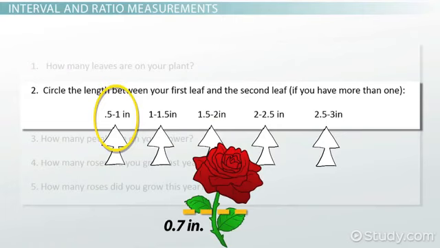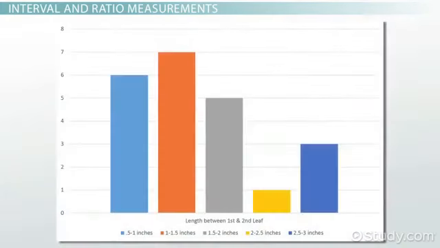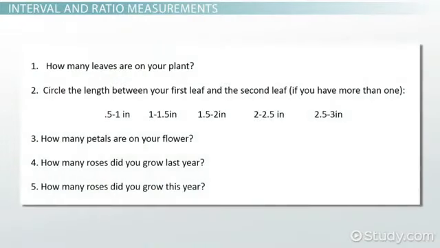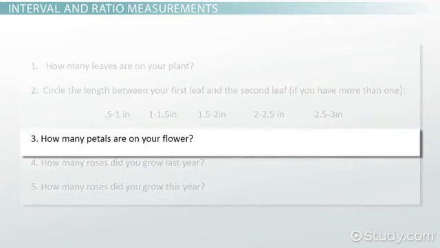If you are collecting this information, you can really get a good visual representation by using a bar graph to display the data like this. The next question asks about how many petals there are on Chloe's flower. You can take data like this and make a comparison.